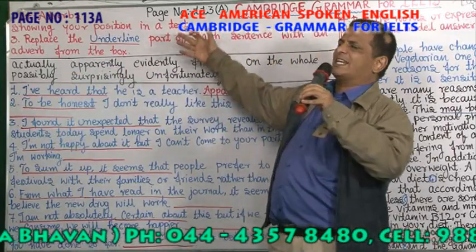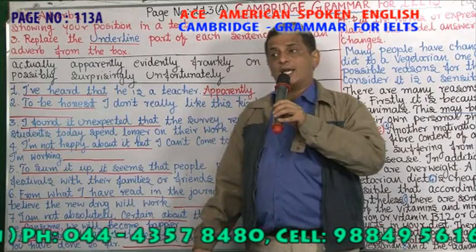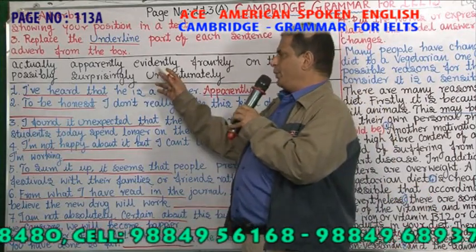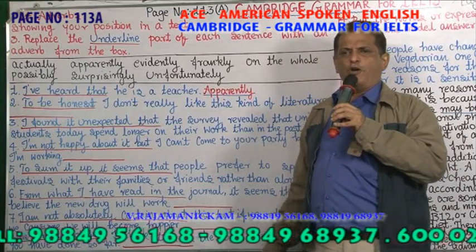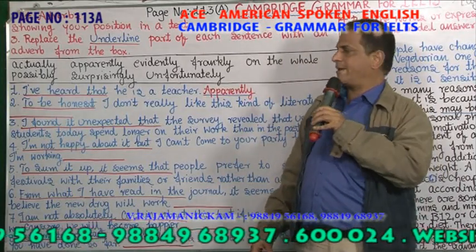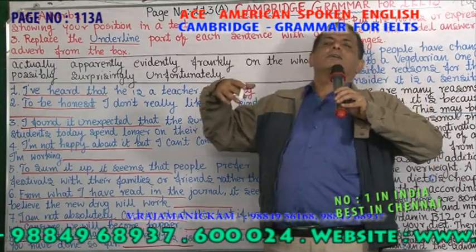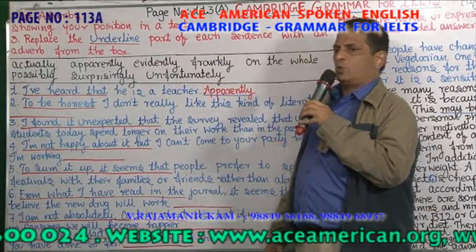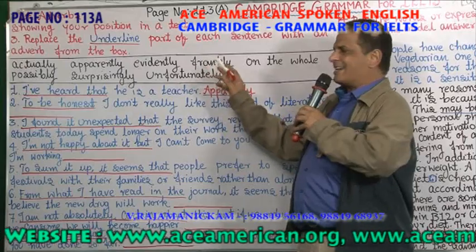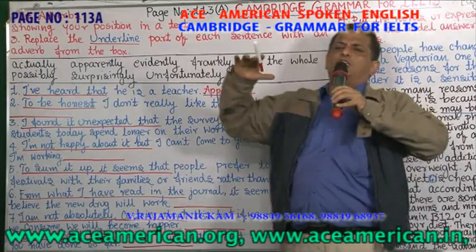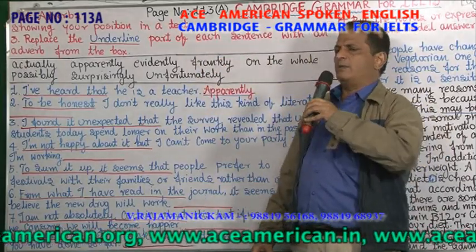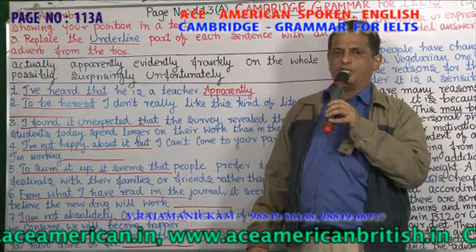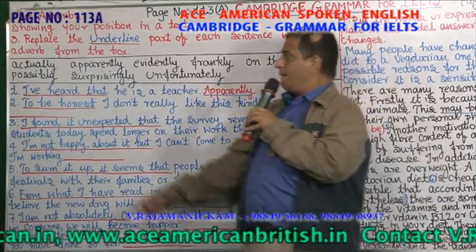Apparently means what? It's very clear. Apparently yoga is good for health. It's apparently means very clear. Evidently means what? With proof. Exactly, you can say. And frankly means what? You're quite bold enough to tell. You're not bothered about what others will think. This is called frankly. On the whole means what? In total. Right? Everything contains in it. On the whole.